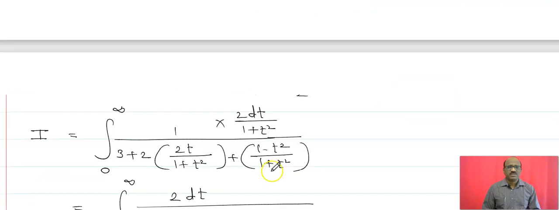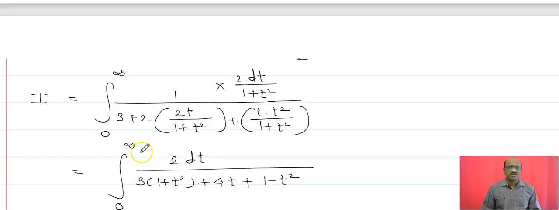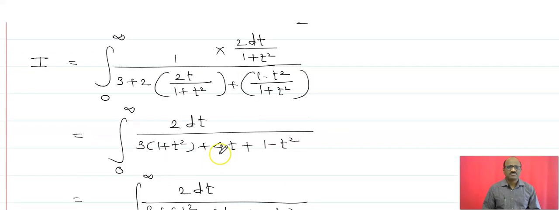Therefore our integral becomes 0 to infinity. What is here? 3 plus 2 sin x plus cos x. Substitute the value of sin x, value of cos x, value of dx, and simplify this. What is the LCM? LCM is 1 plus t square. That is 3 into 1 plus t square plus 4t plus 1 minus t square. 1 plus t square from the numerator and denominator get cancelled.